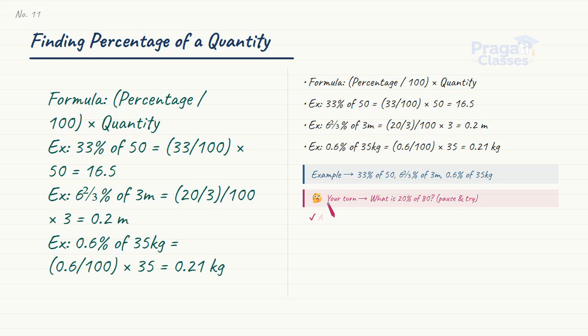And 0.6% of 35 kilograms, 0.6 over 100 times 35. 0.6 divided by 100 is 0.006, times 35 is 0.21 kilograms. Here's one for you. What is 20% of 80? Pause the video and work it out. Ready? It's 16. 20 over 100 times 80, 0.2 times 80 equals 16.